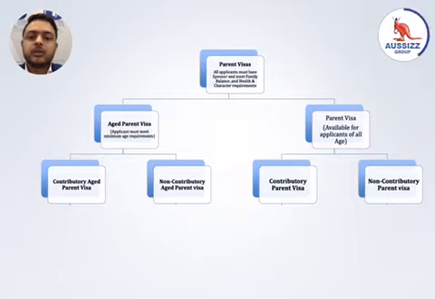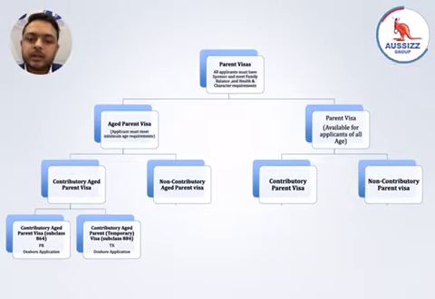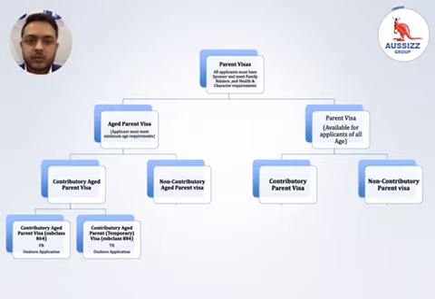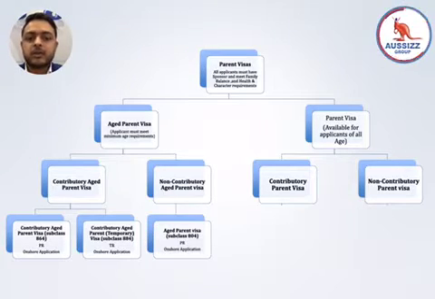Now, under the contributory aged parent visa, there are two subclasses: subclass 864 and subclass 884. The difference between these two visas is that subclass 864 is a permanent one, whereas subclass 884 is a temporary visa where you get a 2-year stay, and then the applicant can still apply for a subclass 864 within these 2 years. In the non-contributory aged parent visa, there is only one subclass, subclass 804, which is a permanent resident visa.